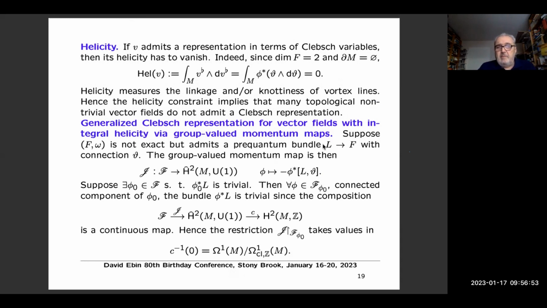What happens if we do it? Well, it's not exact, but it admits a pre-quantum bundle. I do exactly the same thing. I write the momentum map, this generalized momentum map. Suppose there exists a phi 0 such that phi 0 star L is trivial. Then for any phi in the connected component, which I call f phi 0, the bundle phi star L is trivial, since the composition, this is the Chern class, is a continuous map. Hence, the restriction to f phi 0 takes values in the level set of the Chern class, which is omega 1 closed with integral periods.